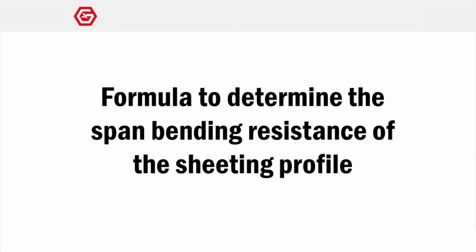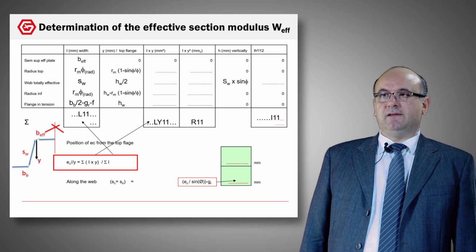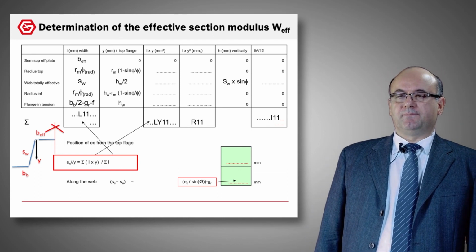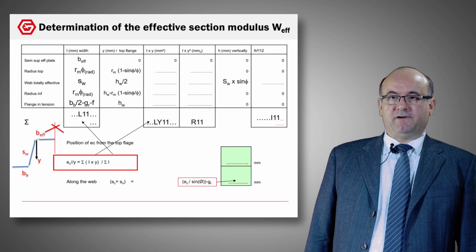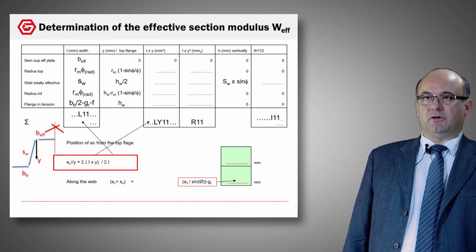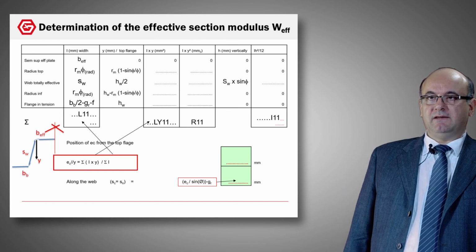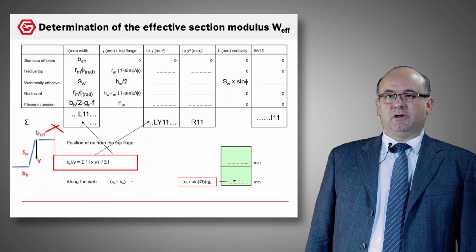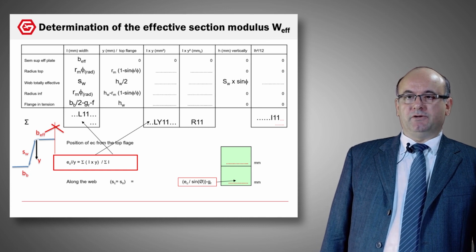Now we are going to study the formula to determine the span bending resistance of the sheeting profile. We have a table here that must be filled in to calculate the effective section modulus W effective. On the bottom left, you have a sketch of a half of a rib of a profile. You can see B effective, S_w, B bottom, and the axis y. In the first column, you have L in brackets, millimeters, and for each part of the profile, you will write here the length. For example, for the top plate, we have B effective. For the web, we have S_w, and for the bottom, B_b.